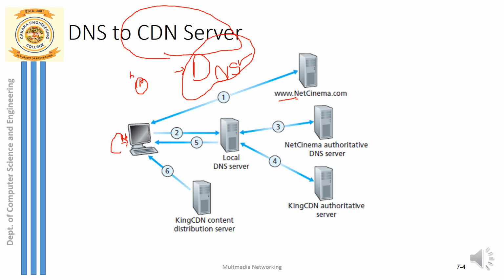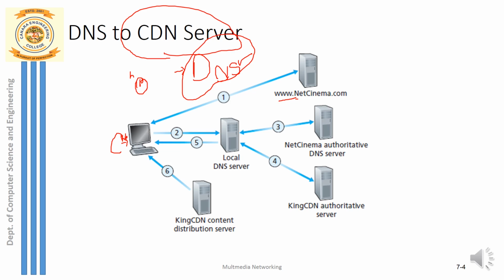King CDN is a private property, a private server, of netcinema. netcinema is owning King CDN servers. This is a private one. You can also have a public one. What is the meaning of public? There might be some third party who is working for netcinema.com. In that case, netcinema is not the owner of those third party CDN servers. They are separate third parties who are just working for netcinema.com. But here, let's call King CDN the private property of netcinema; netcinema itself owns these CDN servers. Right, so this King CDN is located throughout the world.